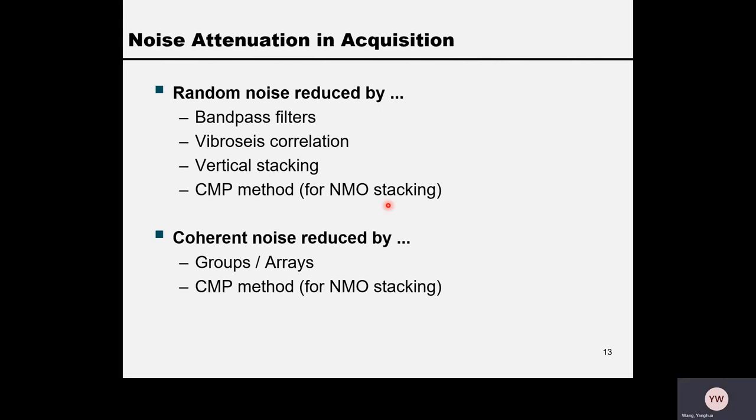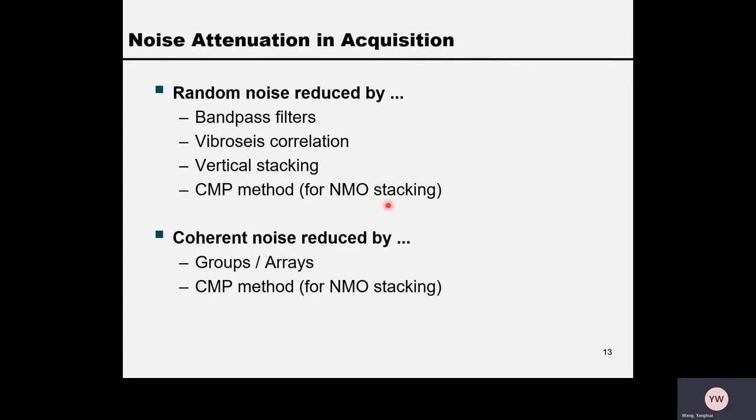Noise attenuation in the acquisition. We did learn that before. There are a number of methods. For random noise attenuation, we use bandpass filters to get rid of low frequency, either ground roll or high frequency random noise, or use a notch filter to get rid of the industrial electricity frequency.